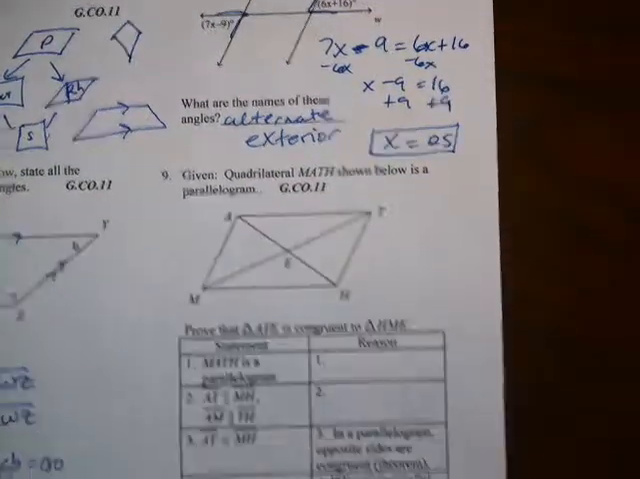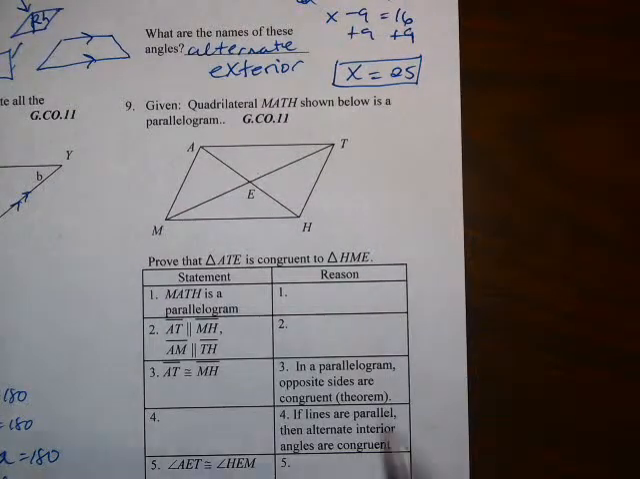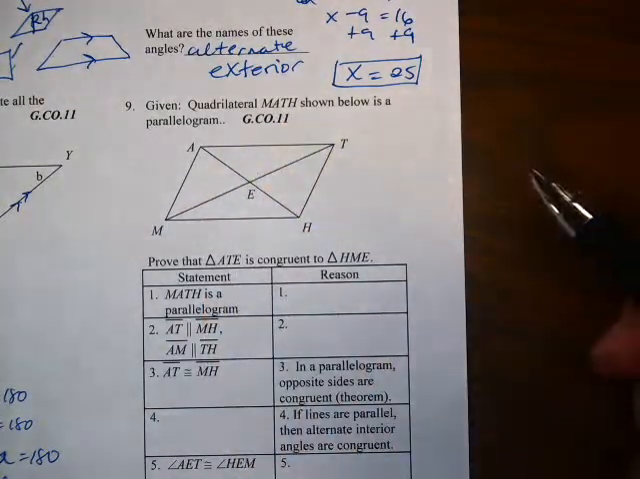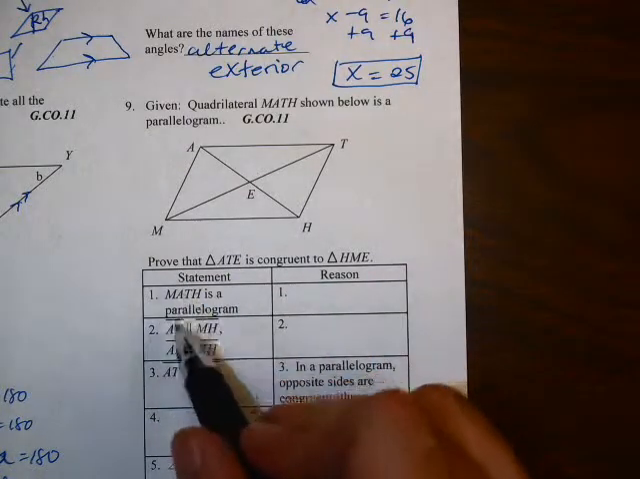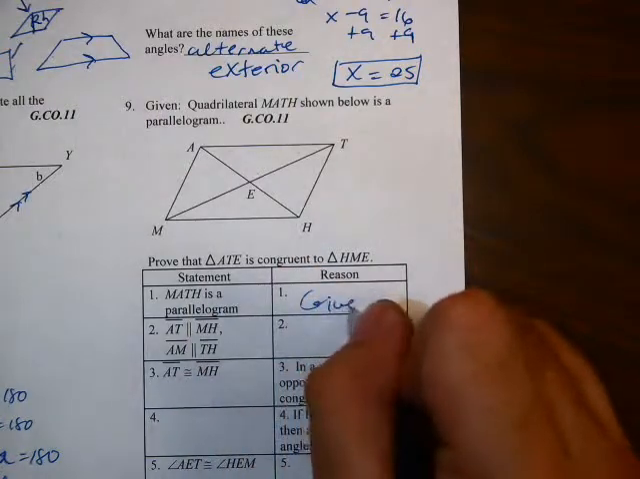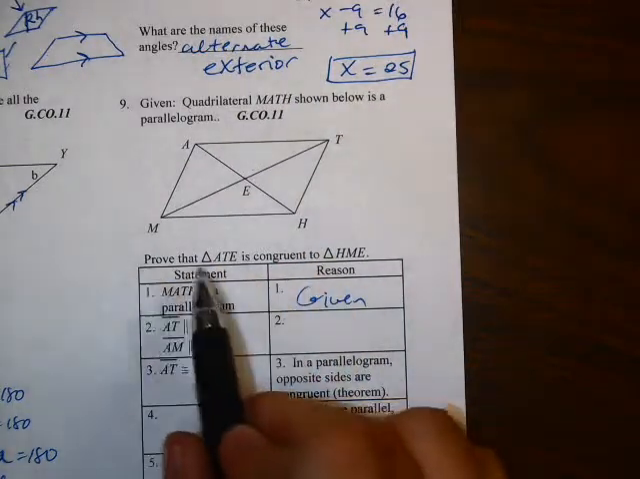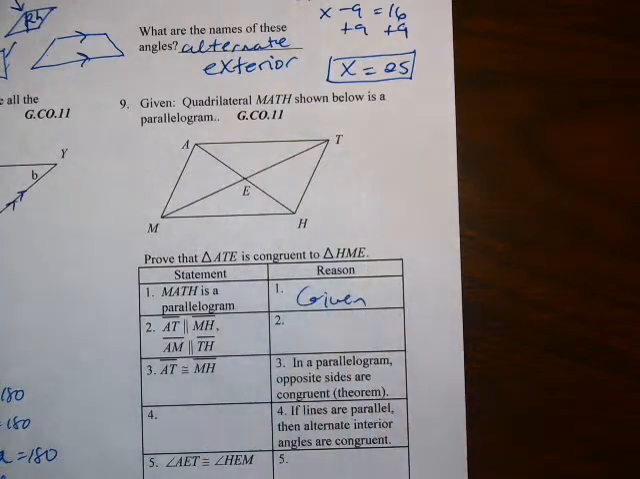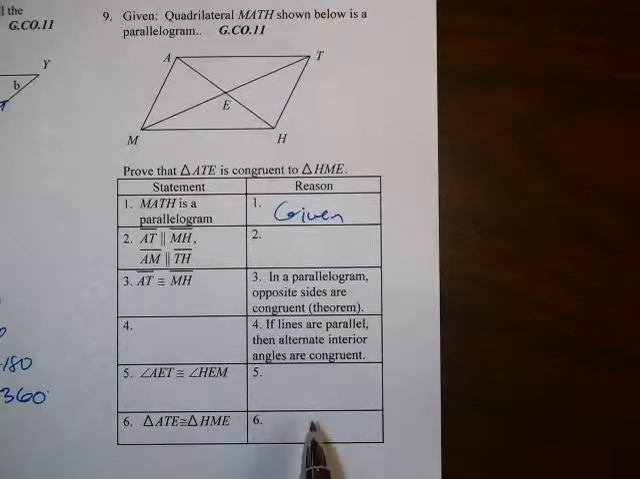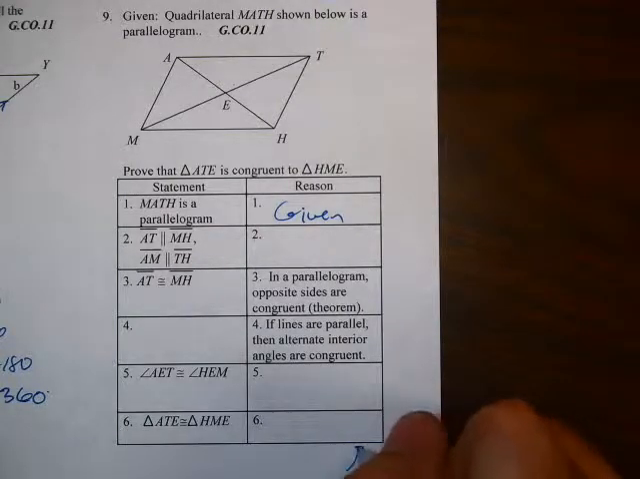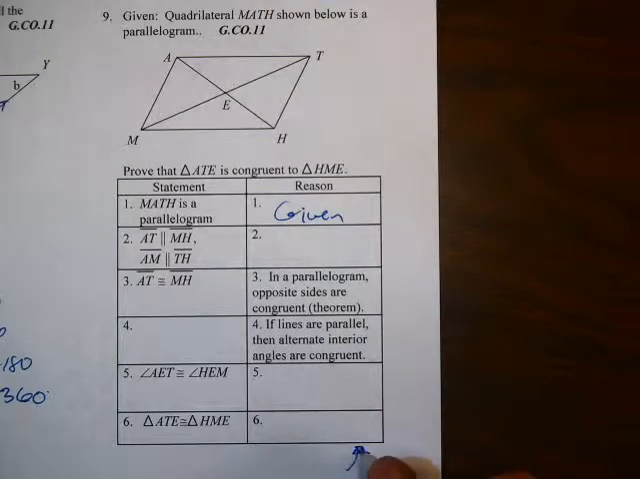Number 9, the proof. Given quadrilateral MATH shown below is a parallelogram. Right away, remember we always start our proofs with the given information. MATH is a parallelogram, given. Prove that triangle ATE is congruent to triangle HME. There is triangle ATE at the bottom, triangle HME, congruent. So for number 6, this last reason, since we're finishing with congruent triangles, has to be either SAS, SSS, ASA, AAS, and in rare cases HL.